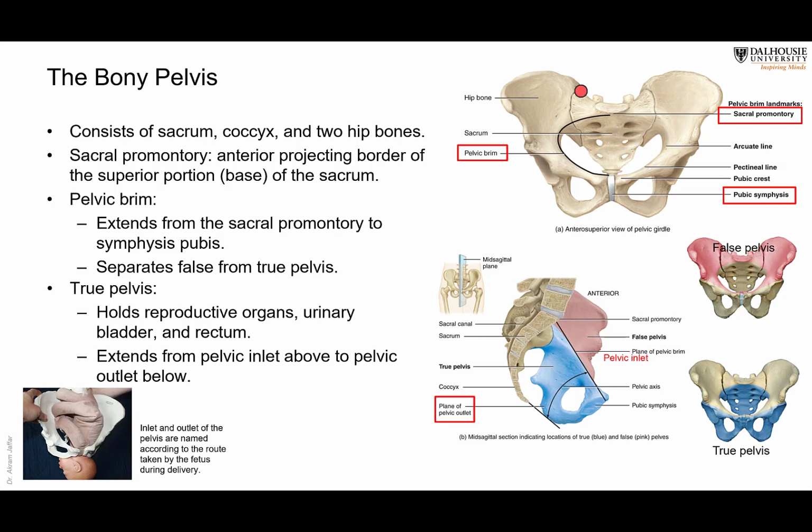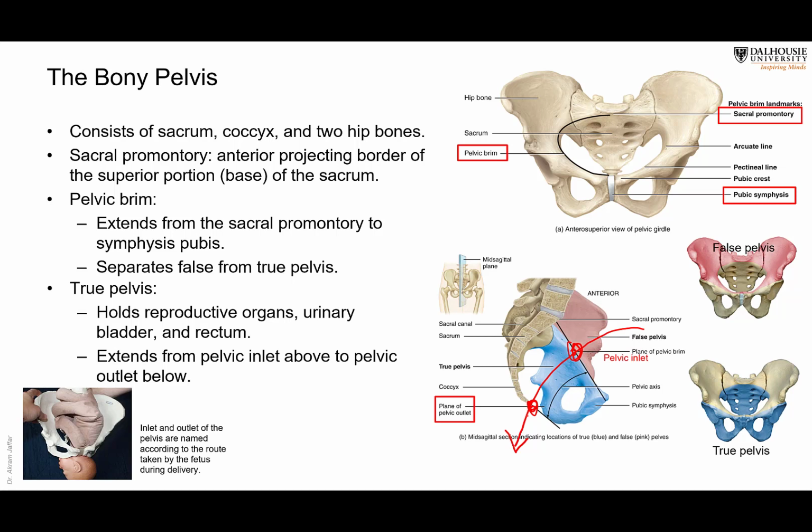Now, the true pelvis lies below this line, which is called the pelvic brim. The other name for the pelvic brim is the superior pelvic aperture, or the pelvic inlet, because the other one, which is located below here, is called the inferior pelvic aperture, or the pelvic outlet. They are called inlet and outlet, in order not to confuse them, according to the route taken by the fetus or the presenting part of the fetus during delivery. So this one will be the inlet and this will be the outlet of the pelvis.